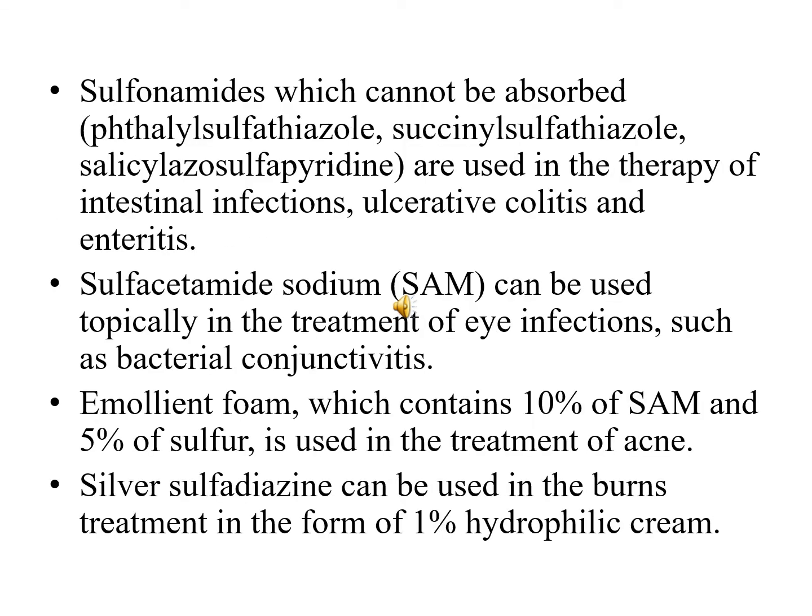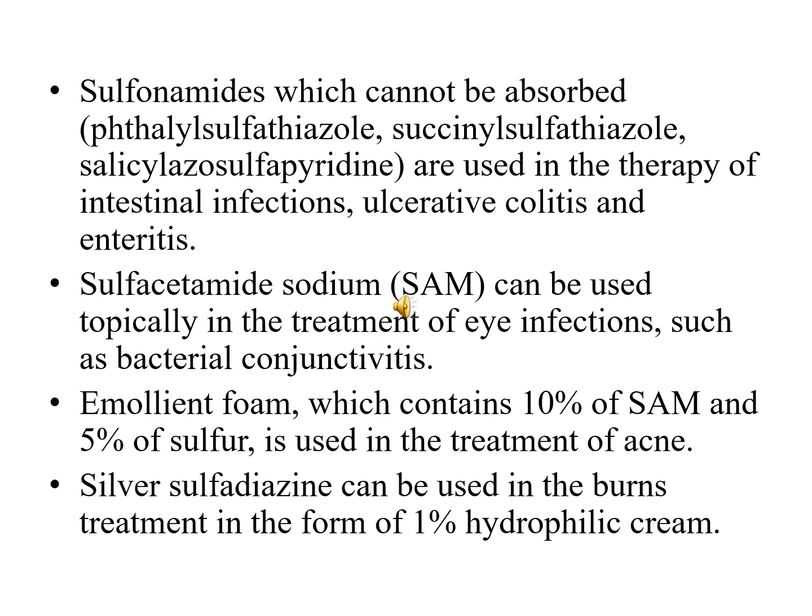There are some sulfonamides which cannot be absorbed from the GI tract, such as phthalylsulfathiazole, succinylsulfathiazole, and salicylazosulfapyridine. These are the drugs which are used in the therapy of intestinal infection or ulcerative colitis, inflammation in the colon region of the intestine, and enteritis, inflammation in the intestinal region of the GI tract.